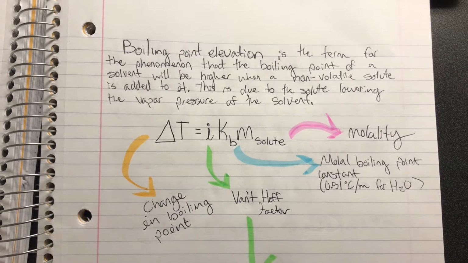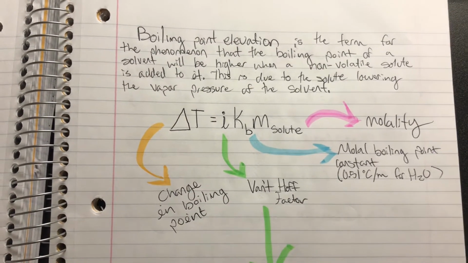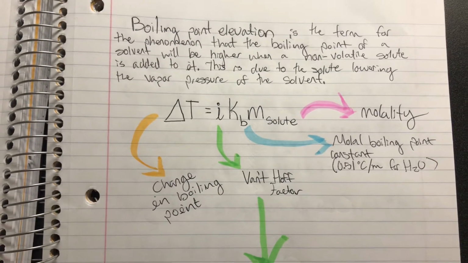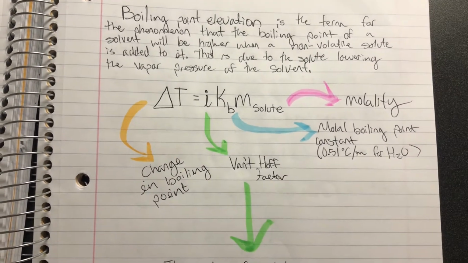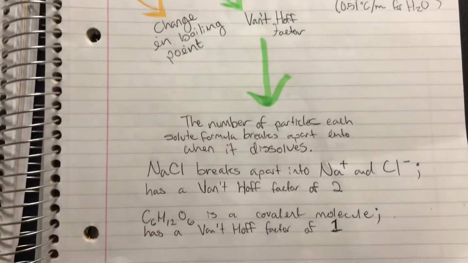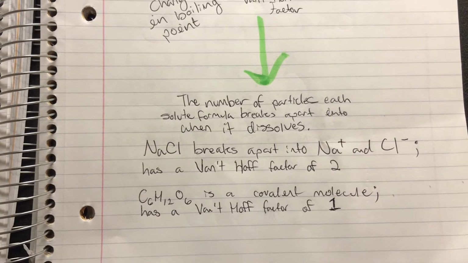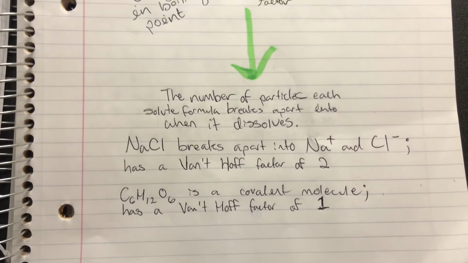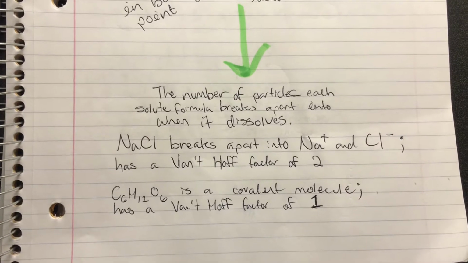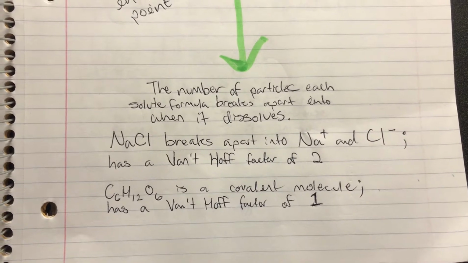This can be described by the equation: the change in the boiling point equals the Van't Hoff factor times the molar boiling point constant times molality. The Van't Hoff factor is the number of particles each solute formula breaks apart into when it dissolves. Salt breaks apart into Na+ and Cl- and has a Van't Hoff factor of 2. Sugar is a covalent molecule and only has a Van't Hoff factor of 1.